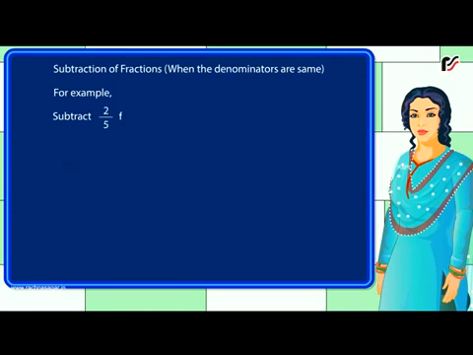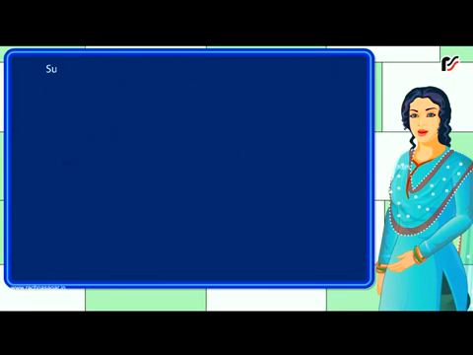Example, subtract 2 by 5 from 4 by 5. Solution, 4 by 5 minus 2 by 5 is equal to 2 by 5. Subtraction of fractions when the denominators are different.